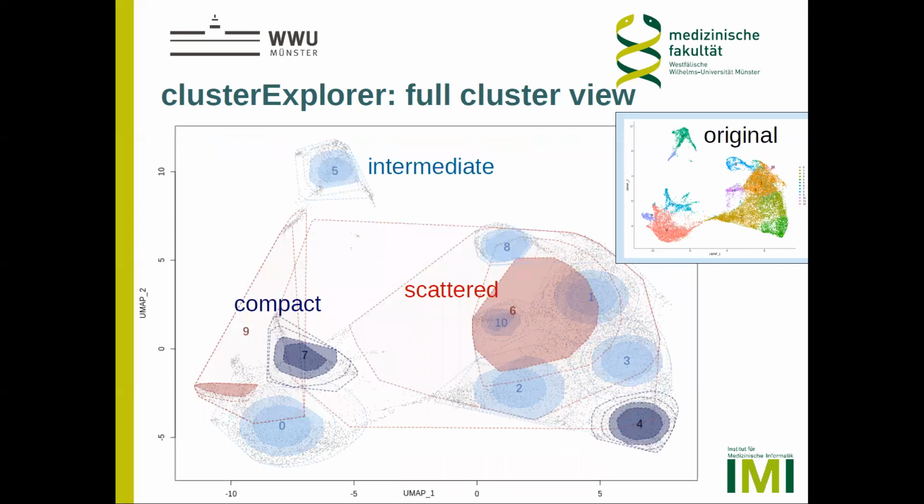clusterExplorer also offers a full cluster view where you have these convex hulls for all the clusters, and this serves mostly for this kind of structure classification. You can see that there are 2 clusters that are really scattered, this cluster 9 and cluster 6. And that's something that you will have a bit harder time to find in this original cluster view, where you can see it, but you really have to compare the colors. It's more visible here in the clusterExplorer view.